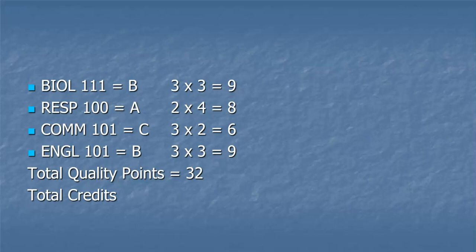Now you want to take the total number of credits taken. That would be all of these numbers: 3, 2, 3, and 3 added together equals 11 credits. So now we're going to take the 32 quality points divided by the 11 total credits, and that would give you a GPA of 2.91. Now the maximum GPA that you can earn here at HACC is a 4.0.